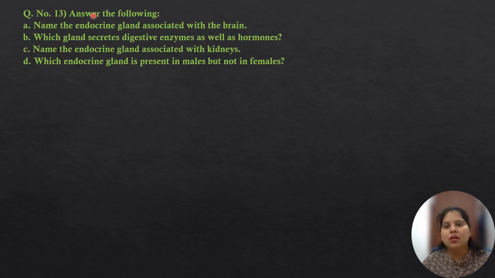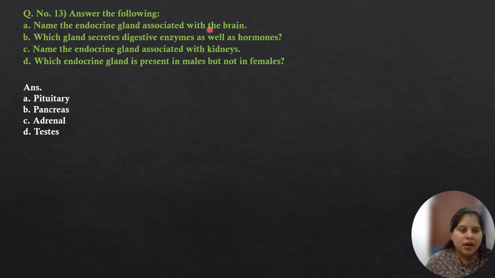Next question is, answer the following. Name the endocrine gland associated with brain. Pituitary gland, and hypothalamus controls the pituitary gland. Which gland secretes digestive enzyme as well as hormone? In the last question we saw that pancreas secretes the pancreatic juice and insulin hormone also. Next, C, name the endocrine gland associated with kidney. With kidney, the adrenal gland is associated. It secretes the adrenaline hormone.